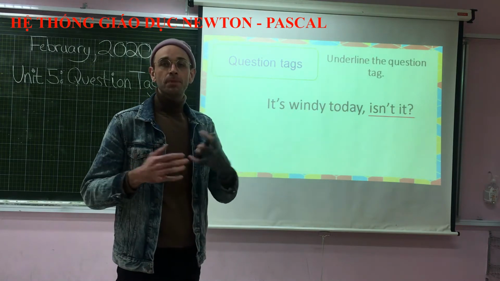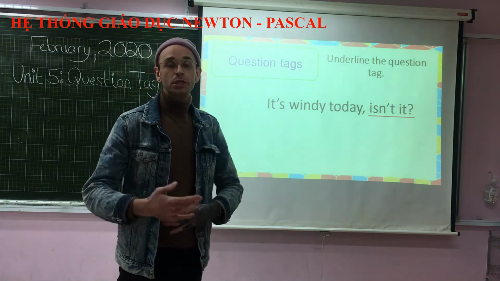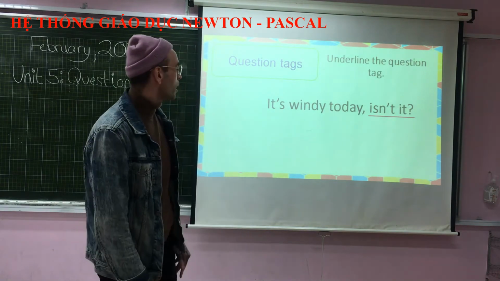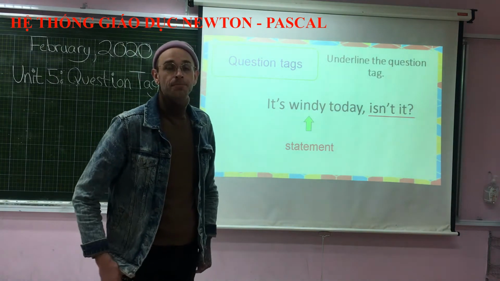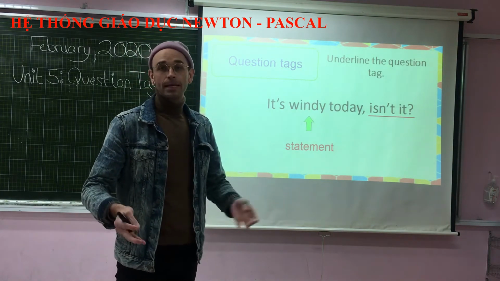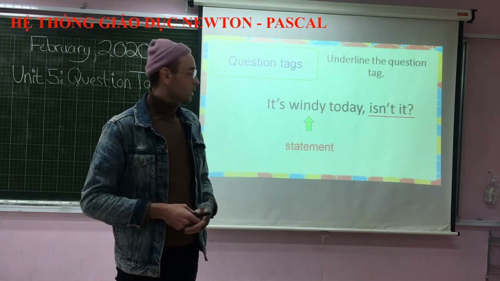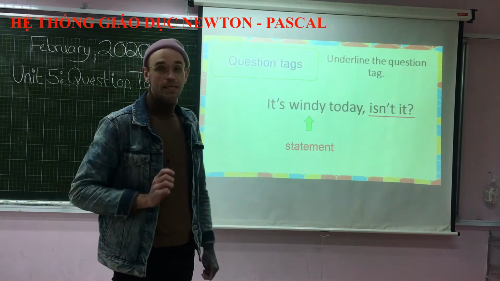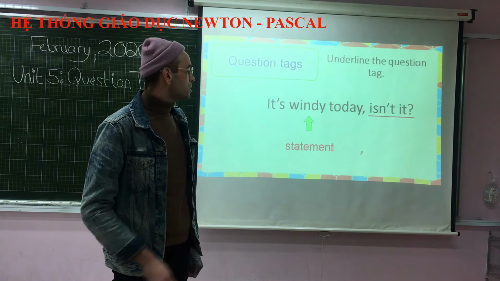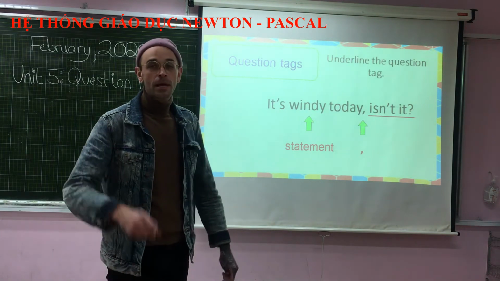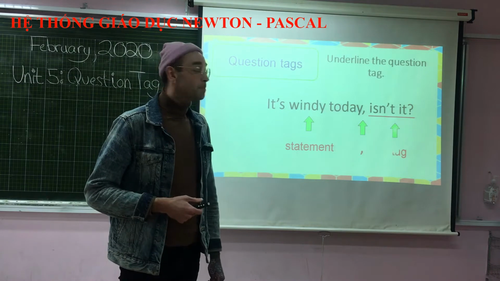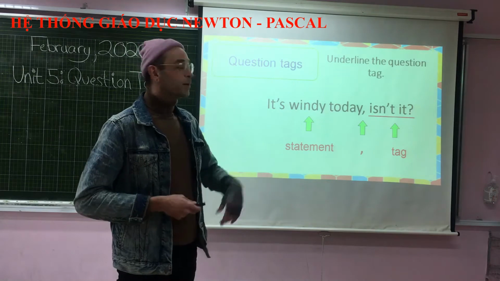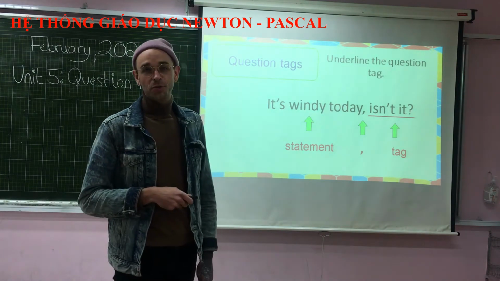So, we have some different parts of a sentence that has a question tag that we need to be aware of. The first part of the sentence that we need to be aware of is called the statement. The statement says something. It says that it is windy, okay? More particularly, it is windy today. Every sentence with a question tag must also have a comma. And then finally, after the comma, everything after the comma is the part of the sentence that we call the question. Or if we want, we can just call it the tag for short, okay?